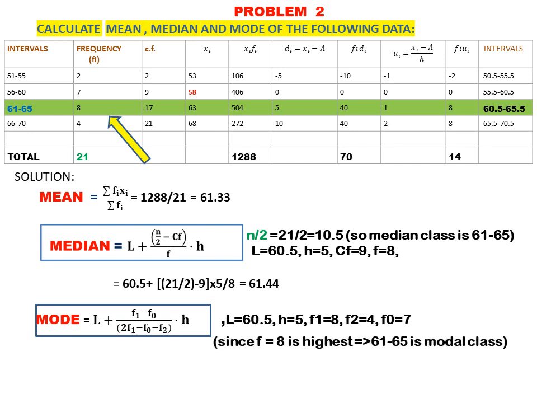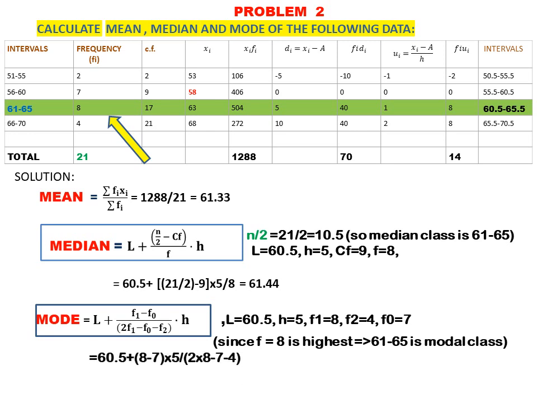Okay. So we have to take this only. So F is equal to 8, the highest one, so 61 to 65 is the modal class. So L will be the same, 60.5, not 61. H is 5. F1 is the frequency of that particular class. You can see the formula if you are forgetting. F1 is the frequency of that particular class, that is 8. F2 is the frequency succeeding the class, that is 4. And F0 is the frequency preceding that class, that is 7.